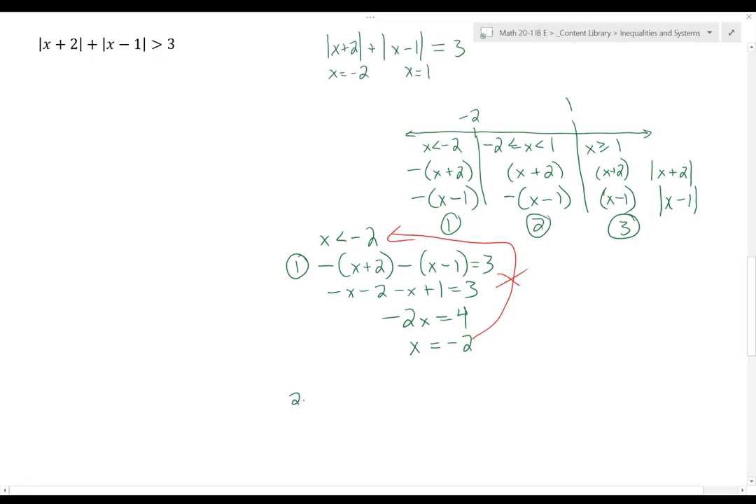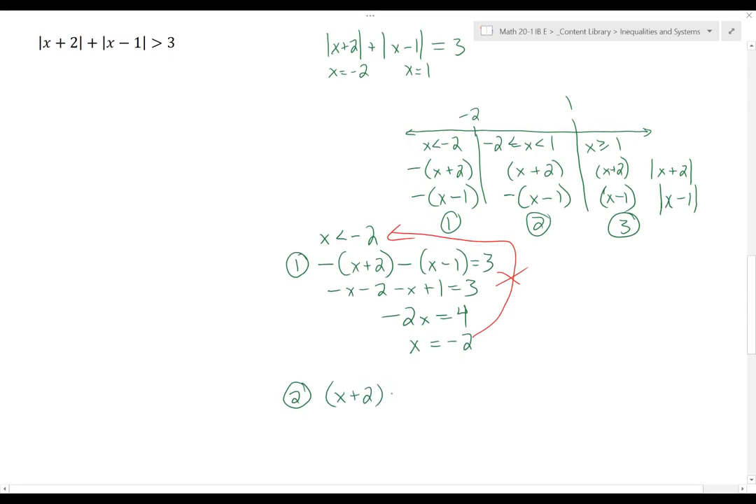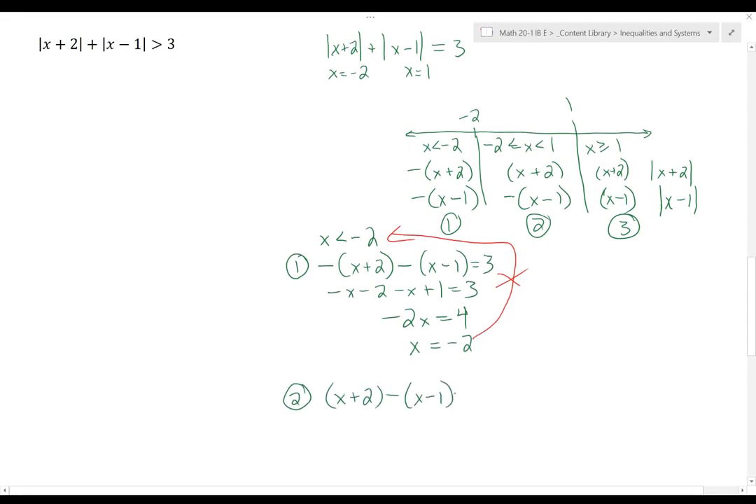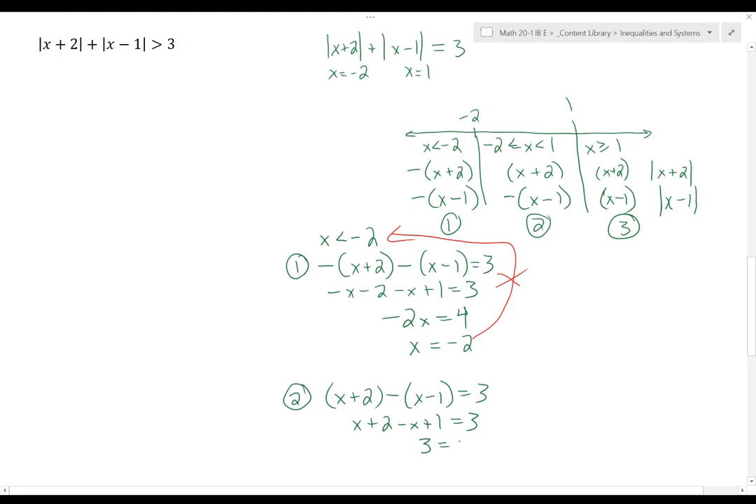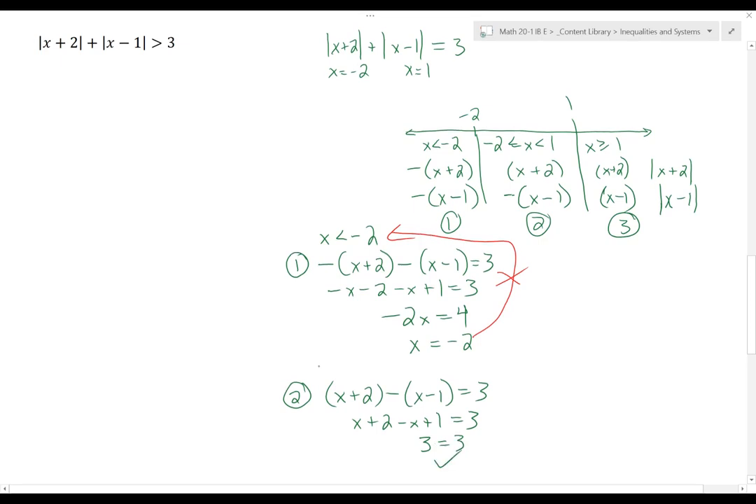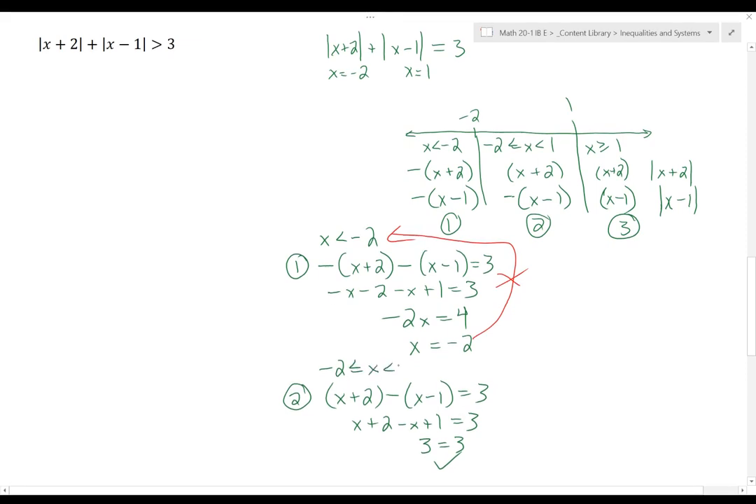So for the second equation, I've got x plus 2 minus x minus 1 equals 3. So x plus 2 minus x plus 1 equals 3. The x's cancel, but unlike the previous case where the x's canceled and I got a nonsense equation, this ends up being 3 equals 3, which is true. So that means it's true for all values in the interval. And this interval is inclusive of the negative 2, but not of the 1.